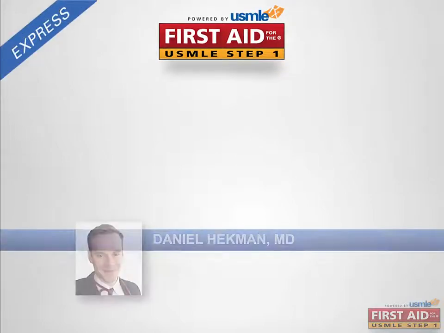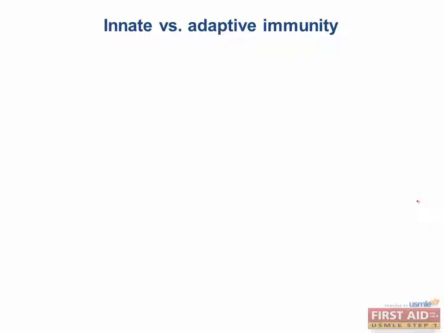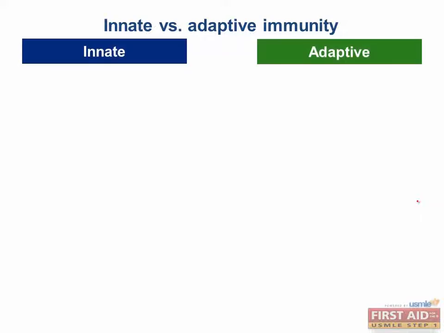All right, now let's move on to the cells of the immune system, including lymphocytes. When we talk about lymphocytes, we need to talk about first the two main branches of the immune system. So there's the innate immediate immunity, and then there's the adaptive or delayed immunity that comes later. Let's talk about both of them real quick.